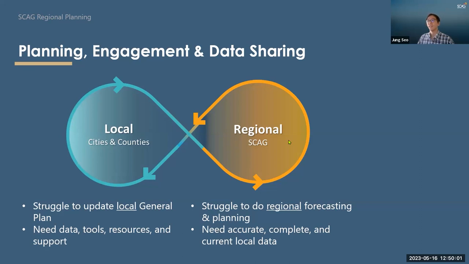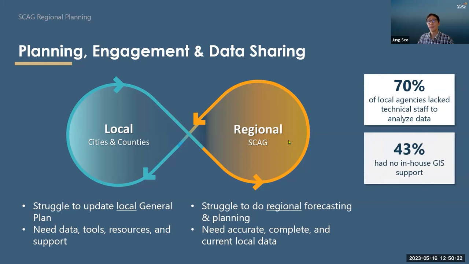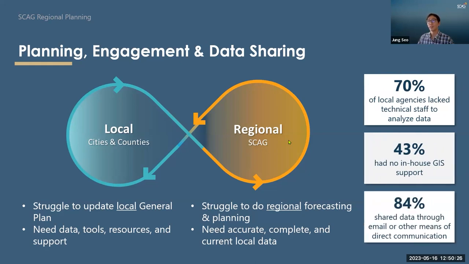But there are also challenges in this cycle, because local jurisdictions are required to update their general plan, but many are struggling to do so because they have limited in-house resources and tools. According to SCAG's recent survey, roughly 70% of local jurisdictions lack the technical staff to analyze data, and about 43% had no in-house GIS support. As a result, about 84% of local jurisdictions in the SCAG region shared data through email or other methods of direct communication. Those indicators suggest there's a need for a regional data and information system to facilitate and streamline developing the regional plan, like Connect SoCal.